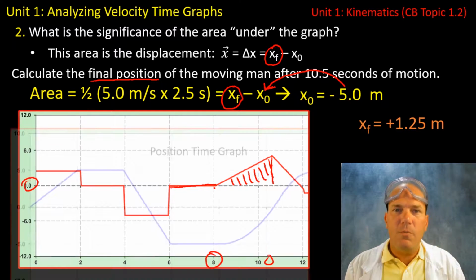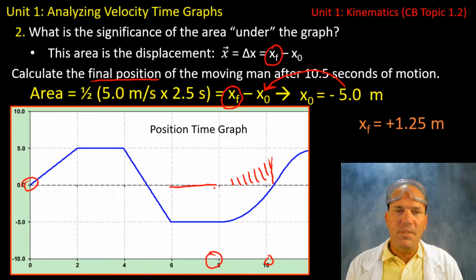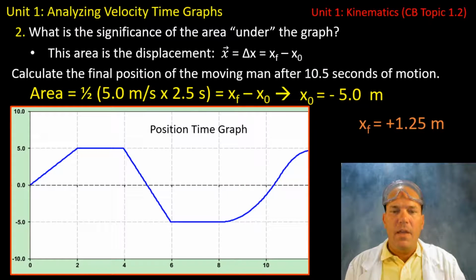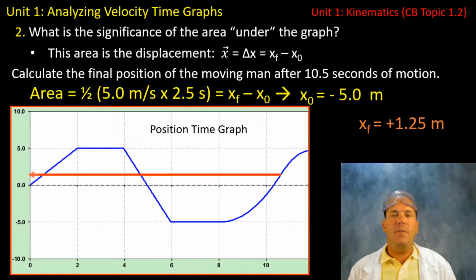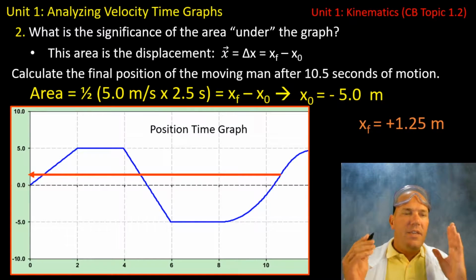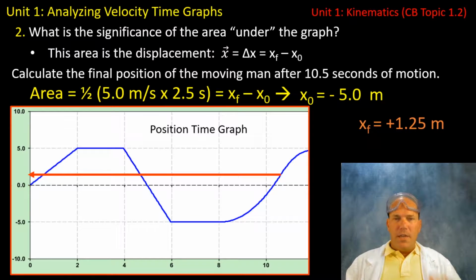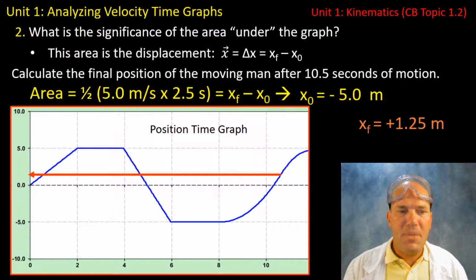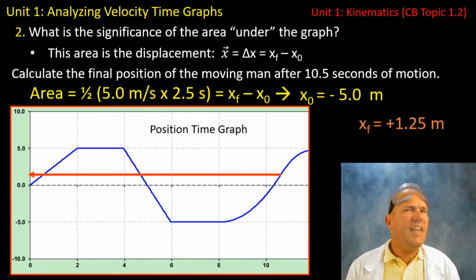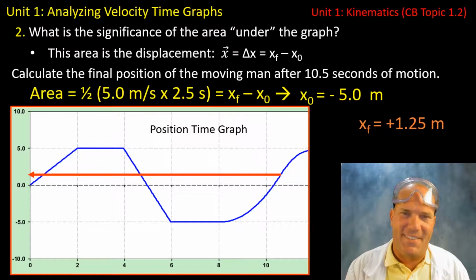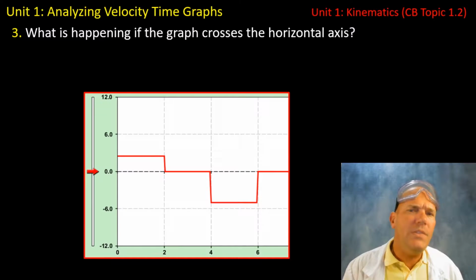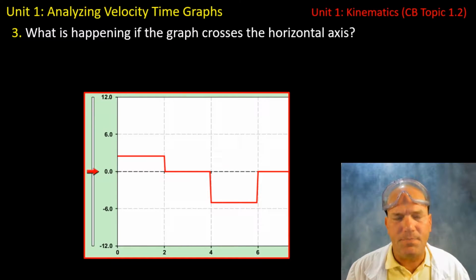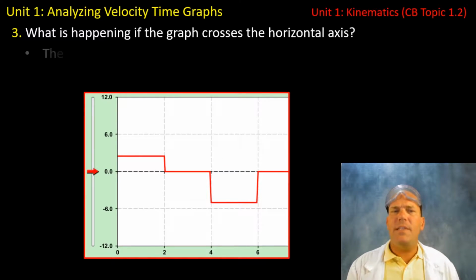Now let's go ahead and revisit the position as a function of time graph, and let's look at where this moving man was at 10.5 seconds. You can see the arrow is right around 1.25 meters. So this calculation makes sense. Our next question, what is happening when the graph crosses the horizontal axis? Okay, let's look at that.